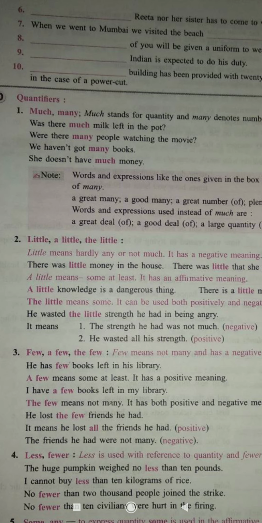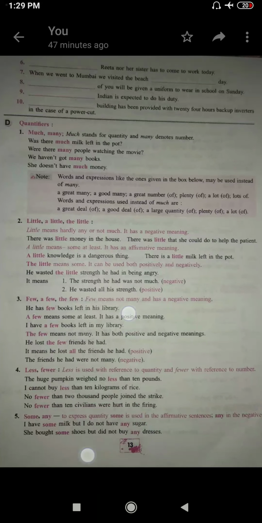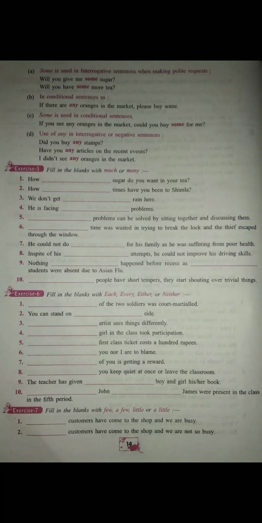Next is some and any. To express quantity, some is used in the affirmative sentence, any in the negative one. I have some milk but I do not have any sugar. So some milk means it's positive one, and any sugar means nothing left. So that is in negative one. In the same way, it's written there. Next point we can say that some is used in interrogative sentences when making polite request.